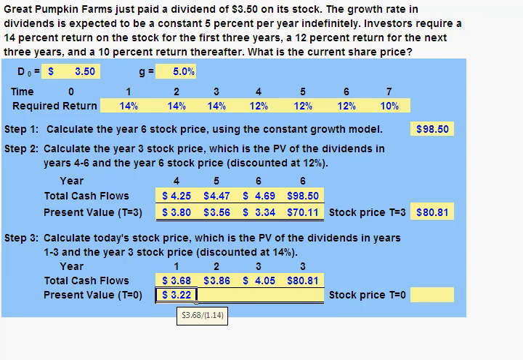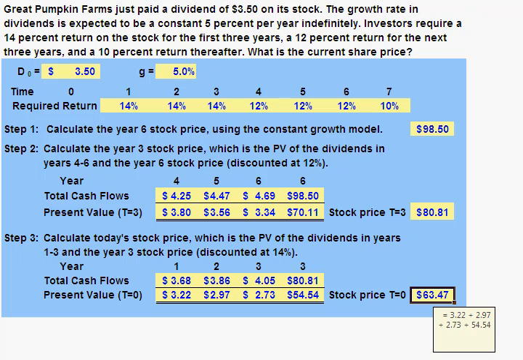The year 1 cash flow, we need to discount back at 14%, which was the required rate of return in years 1, 2, and 3, at 1 period. The year 2 cash flow will discount back 14% for 2 periods. The year 3 dividend will discount back at 14% for 3 periods, as will we do the same for the stock price in year 3 of $80.81. To find the present value today, we sum these individual present values. The $3.22 plus $2.97 plus $2.73 plus the $54.54 gives us a stock price today of $63.47.